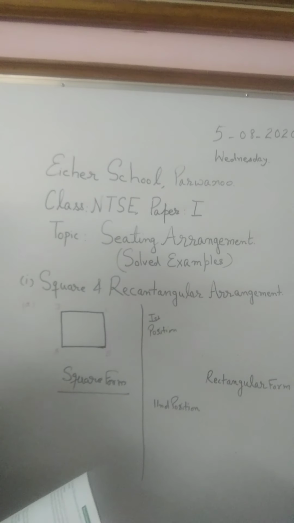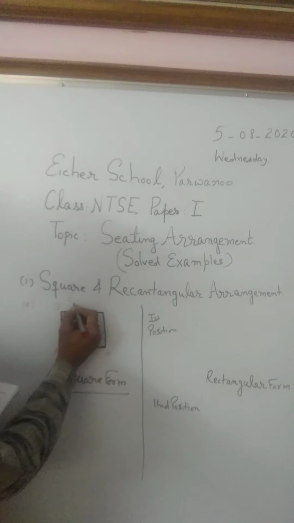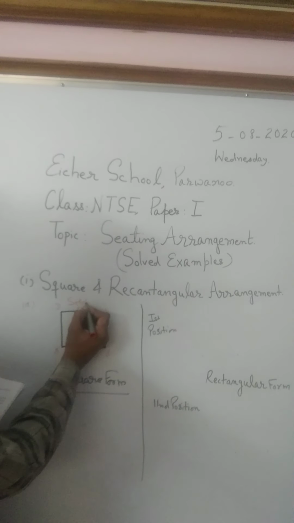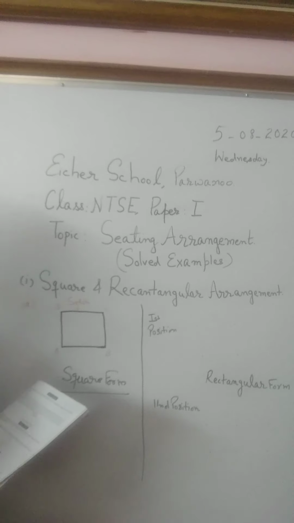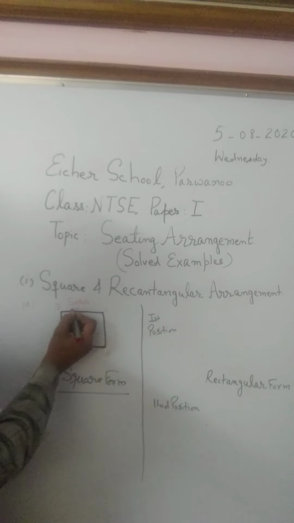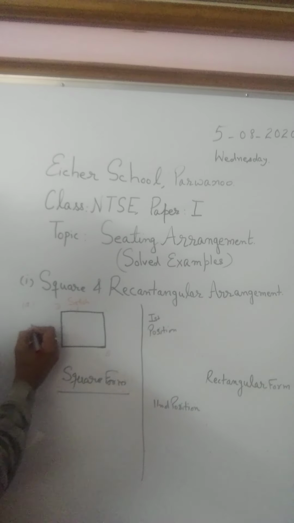Then, Amar is to the right of Satish. This is the first condition we have to keep in mind. Wherever Satish sits, Amar is always to the right of him. So if I take Satish here, Satish is sitting here. His right hand side is on this side and left hand side is on this side. So Amar will sit here.